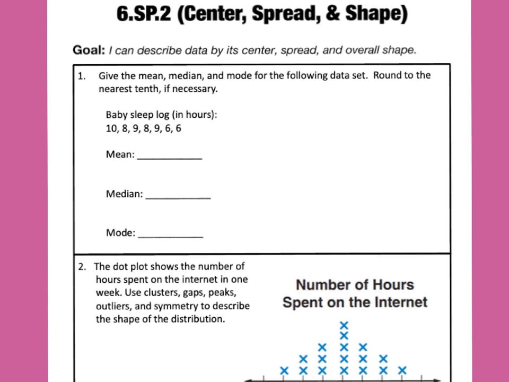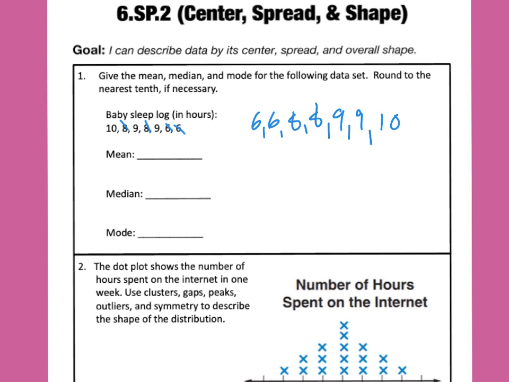Okay, so the first thing that I always make sure I do when I come across a set of data, is make sure that it's in order. So I'm going to rewrite this in order from least to greatest. So I have two 6s, no 7s, 2 8s, 2 9s, and a 10.